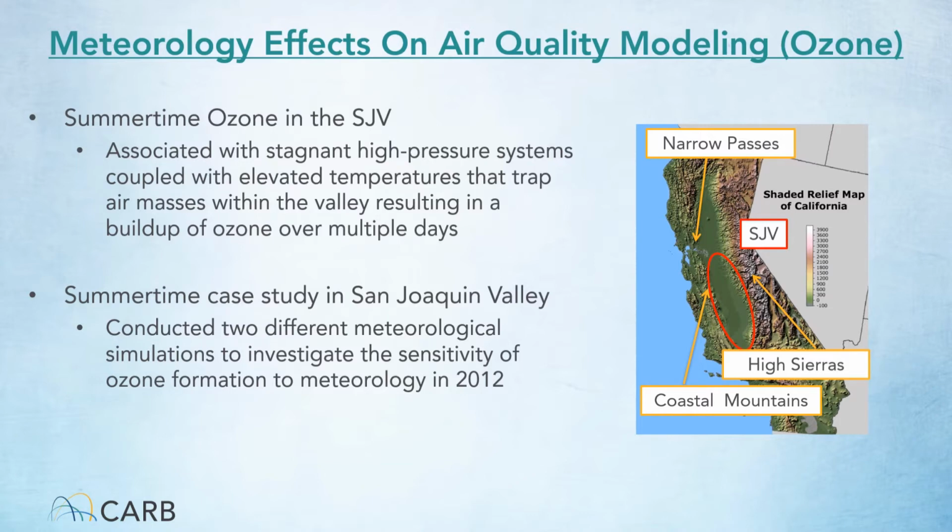Stagnant high-pressure systems, coupled with elevated temperatures, trap air masses within the valley that result in a buildup of ozone over multiple days. Within the next few slides, we will be showing summertime case studies in San Joaquin Valley with two examples.